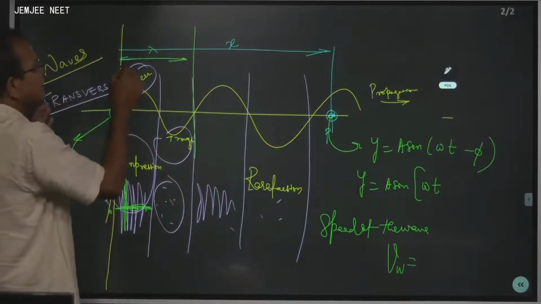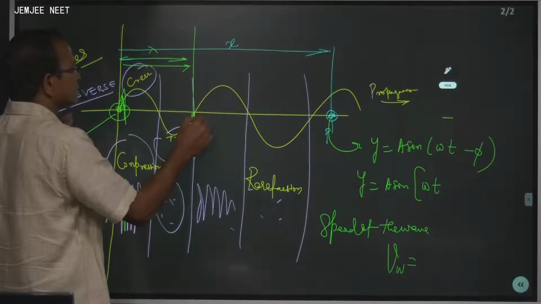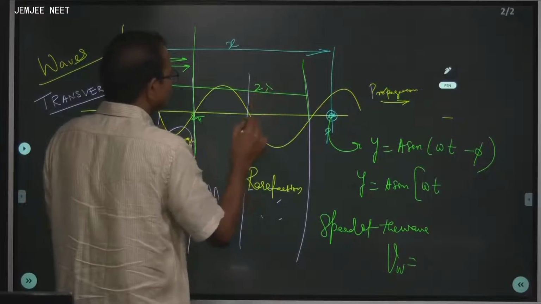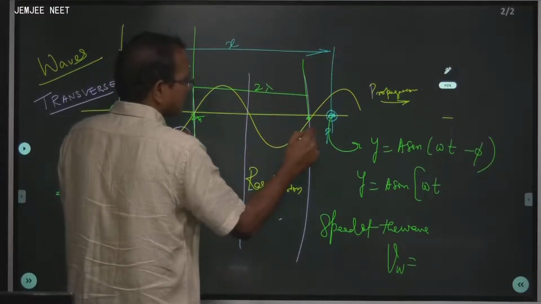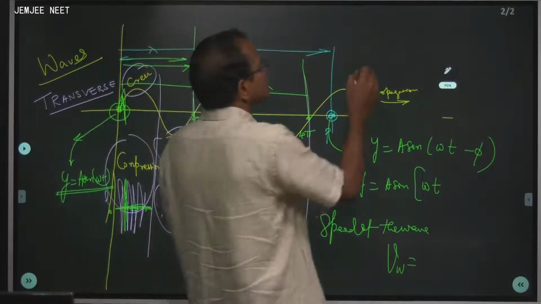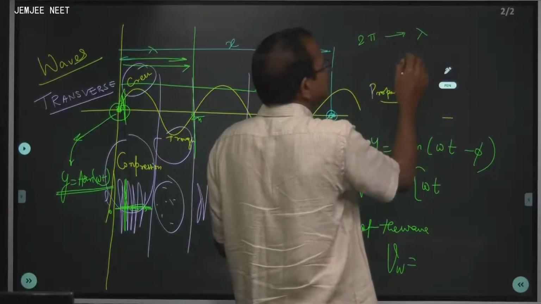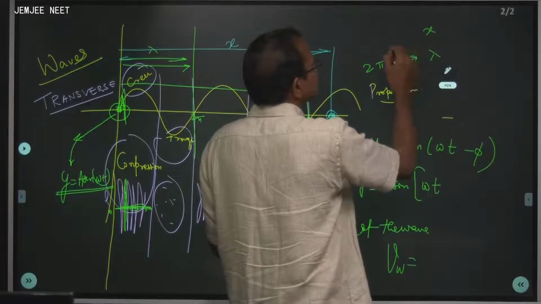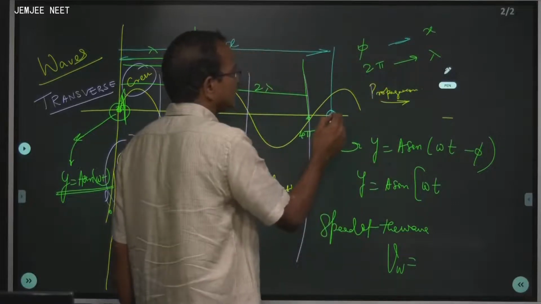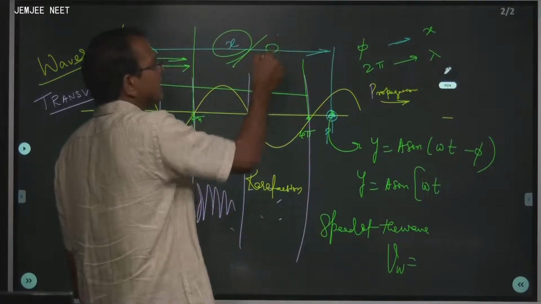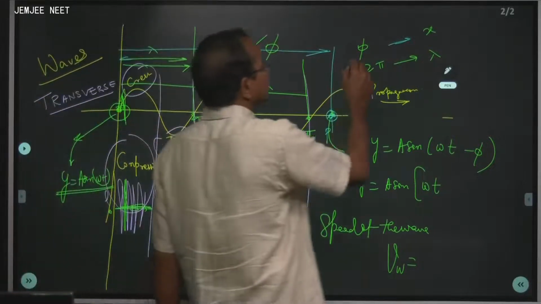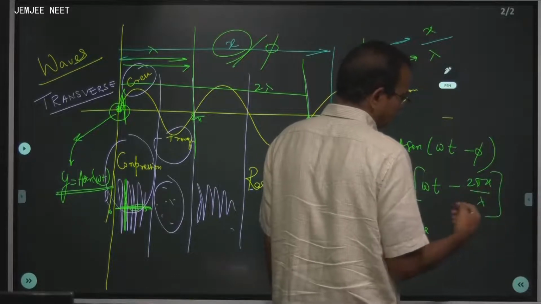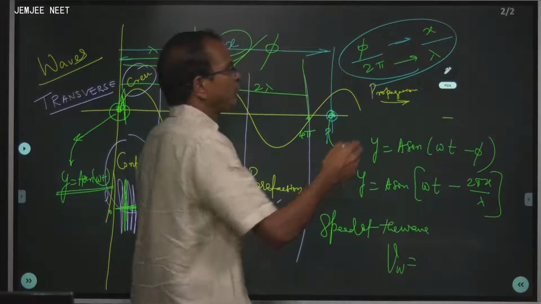Had you displaced by the angle lambda, the phase change would have been 2 pi. Had you displaced by 2 lambda, your phase change would have been 4 pi. Therefore, 2 pi belongs to lambda, then x belongs to phi. In the particle, x is the distance, and the corresponding angle is phi. So when you take the ratio, you get 2 pi x by lambda. From this, 2 pi x by lambda is the value of phi.